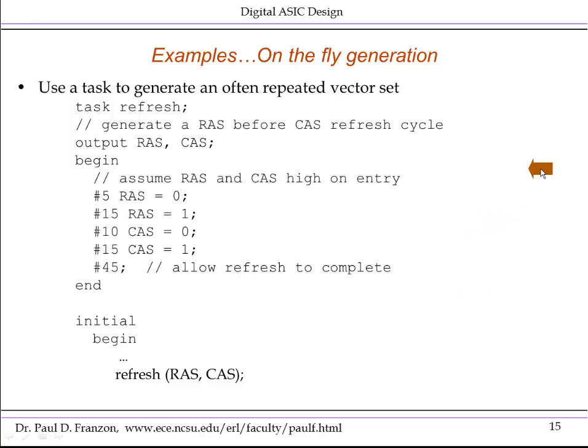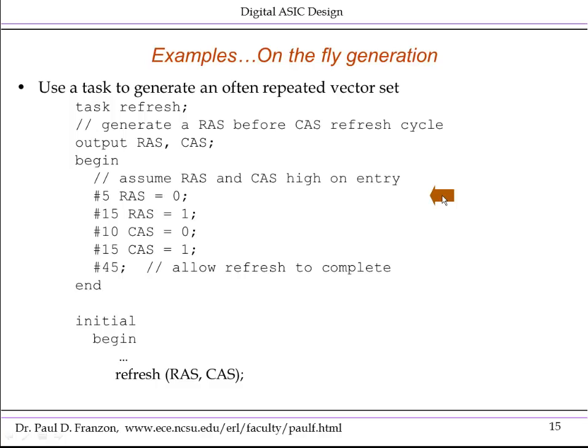So here's an example of on the fly generation that also illustrates how rich the code set can be in test fixtures. Here we have a task. You might recall a task can contain timing, but not if it's being synthesized. Well, this isn't being synthesized, so it can contain timing, in particular these fixed delays. This task is actually producing a particular type of refresh cycle for dynamic memories, a RAS before CAS refresh cycle. The details don't matter.